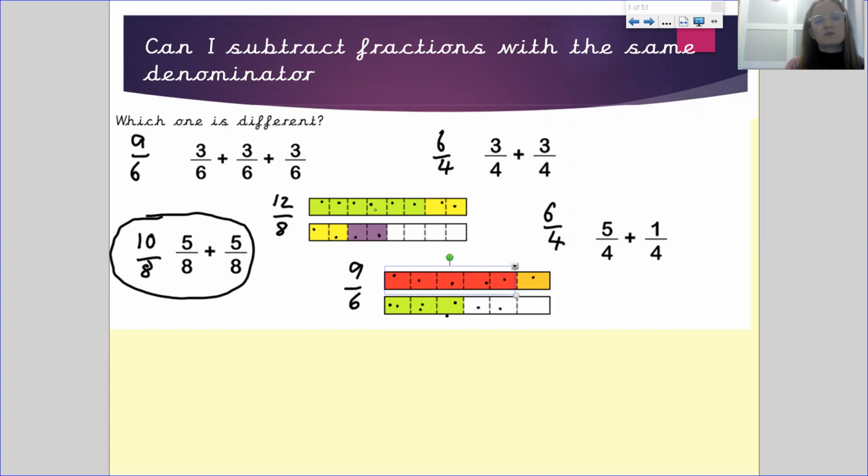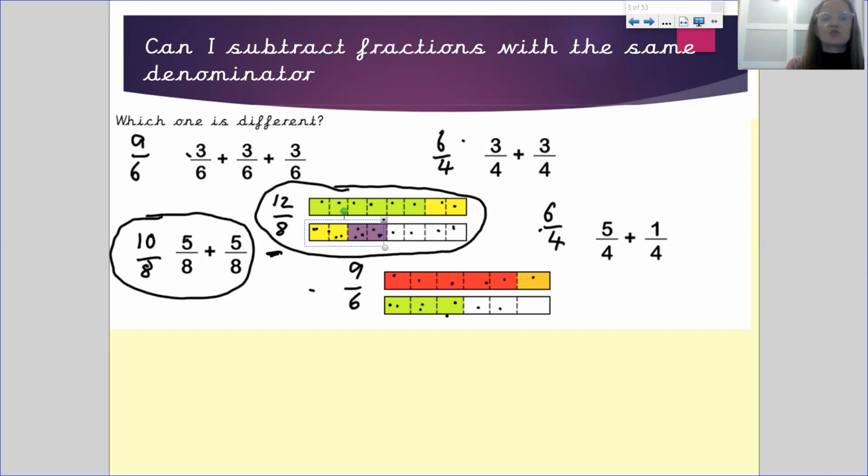Oh, sorry, it's these two here, because this is 9 over 6, this is 9 over 6, this is 6 over 4, that is 6 over 4. This one, 5 over 8 plus 5 over 8 gives us 10 over 8, and this one here, we've got our whole is 1, 2, 3, 4, 5, 6, 7, 8, and we've got 8 there, 9, 10, 11, 12. So these two are not equal, which means these two are the different ones. Moving on.